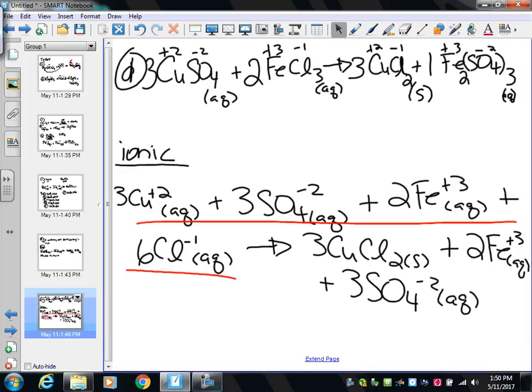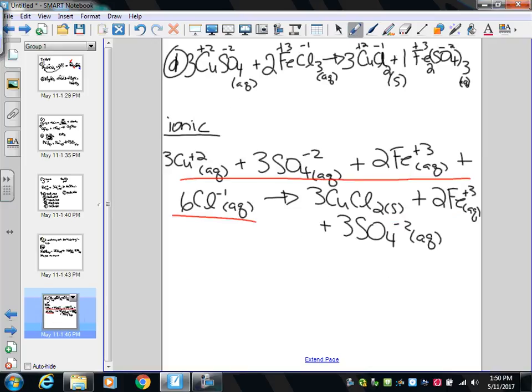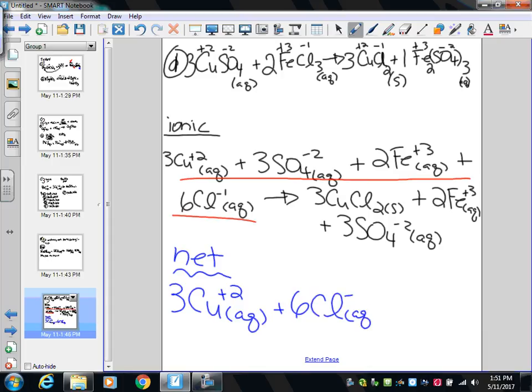Then it asks for my net ionic as well. So I'm just going to extend the page here, and I'm going to do it in blue so that we see it differently. So my net one is going to be what? 3Cu, 6Cl. And that's the net one there.